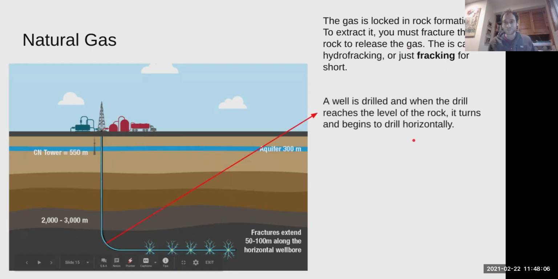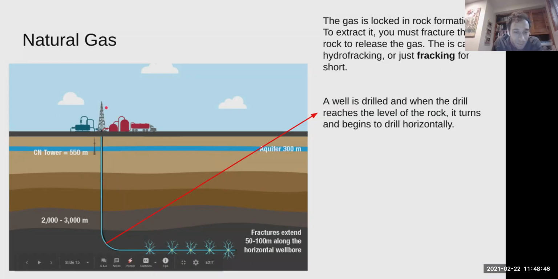So a well is drilled. Now here is the technological advance. These wells are drilled over a mile down. And when it gets down to the rock formation, they have figured out how to have this drill make a 90-degree turn and now drill horizontally. I have no idea how they do that, but that is a remarkable engineering feat to, first of all, drill a hole a mile deep and then get that hole to turn 90 degrees so that you can drill horizontally, parallel to the ground.